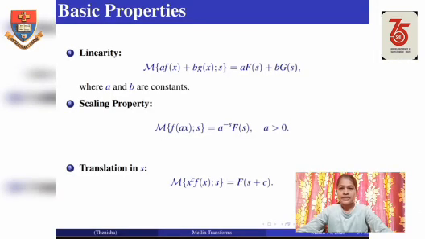Basic properties. First, linearity. M of a f of x plus b g of x comma s equal to a F of s plus b G of s, where a and b are constants. Second, scaling property. M of f of ax comma s equal to a power minus s F of s, where a greater than 0. Third, translation in s. M of x power c f of x comma s equal to F of s plus c.